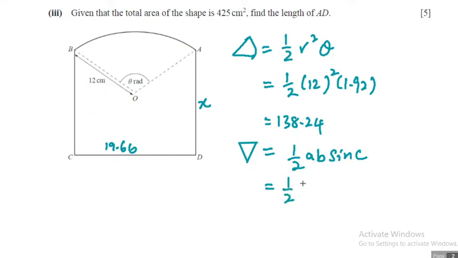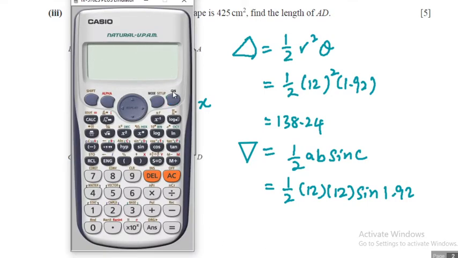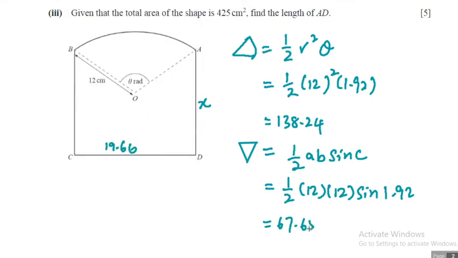So half AB is 12 sine 1.92. Again, this sine here is in radian, so make sure your calculator is in radian. My calculator was already in radian just now, so I will just use it. Half times 12 times 12, times sine 1.92. Press, and you should get 67.65. Okay, so that's it. All right, so you minus these two, we can get the area of the segment. Is that correct or not?